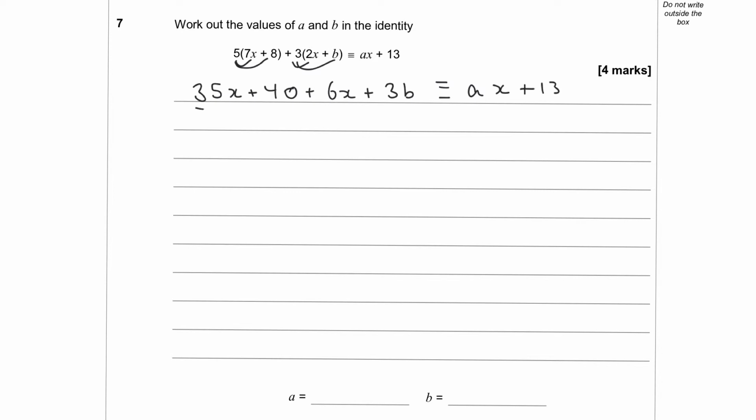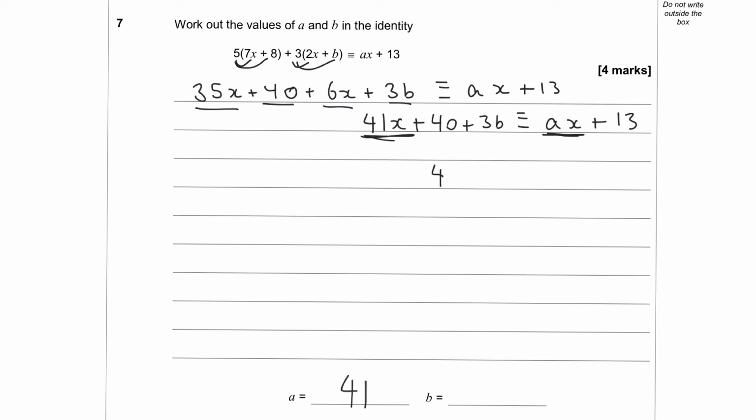Then we're going to simplify. So 35x plus 6x is 41x. And then you've got 40 plus 3b. So 41x plus 40 plus 3b is equivalent to ax plus 13. That means because our 41x and our ax, we can happily say that a is equal to 41. But now we need to work out what b is.